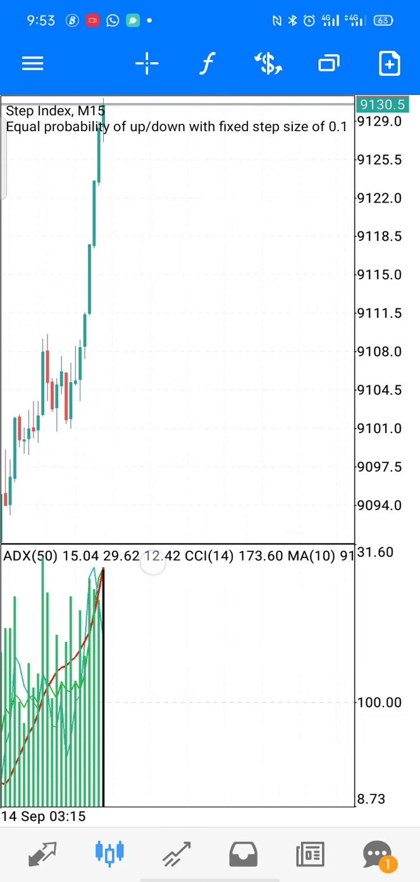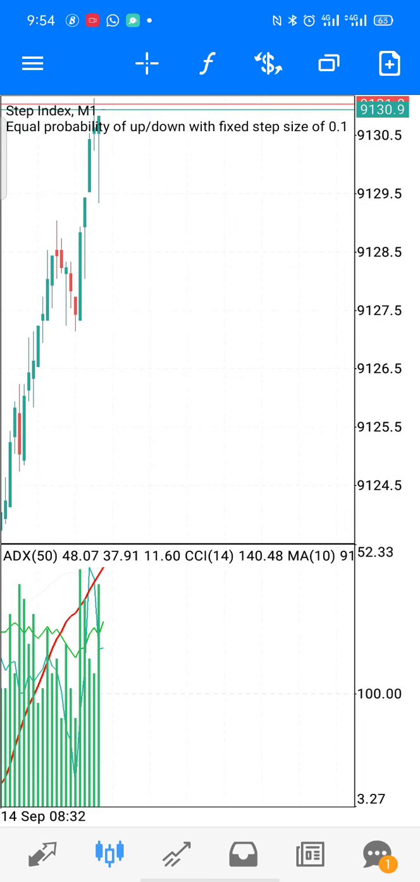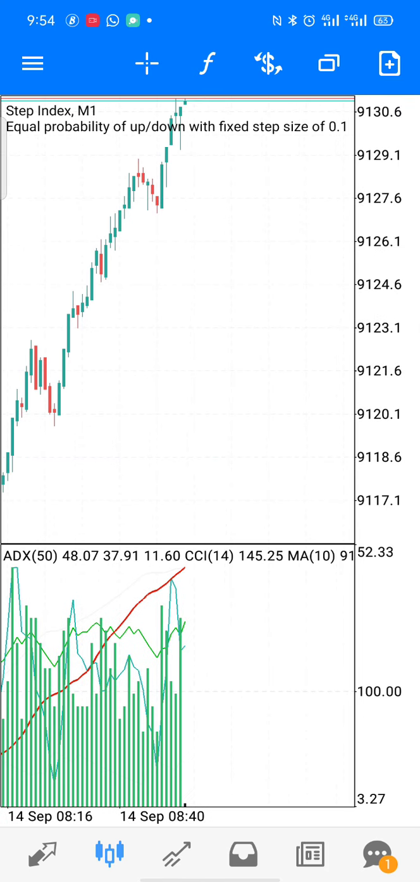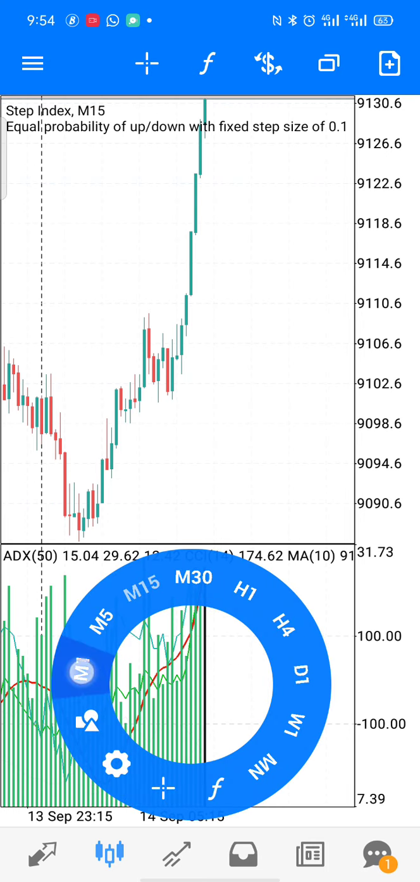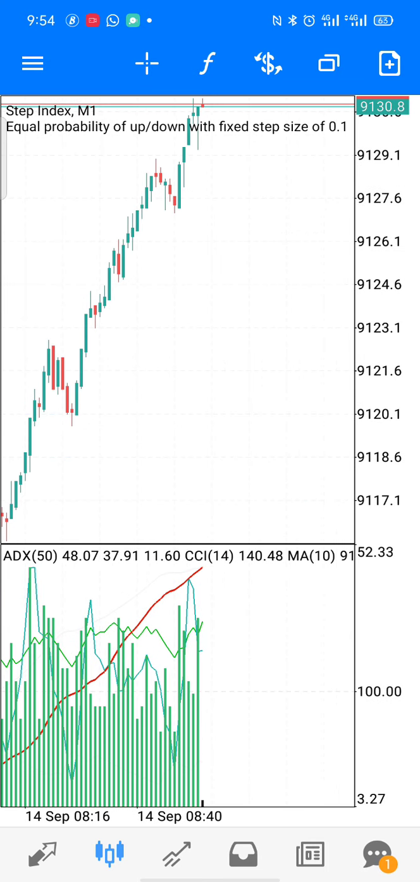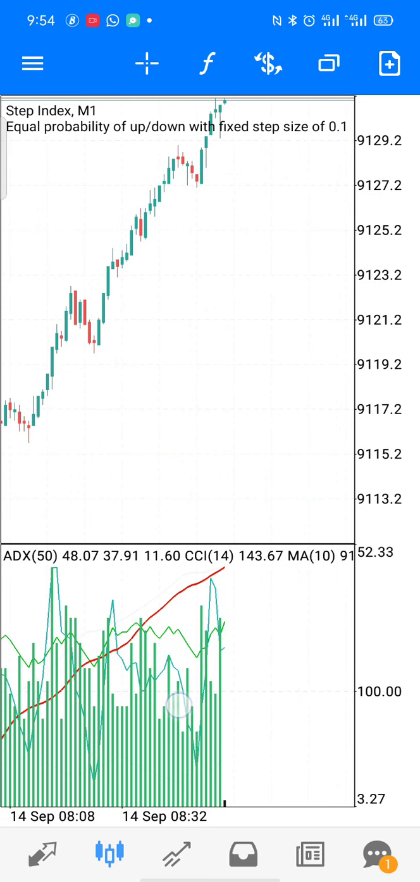Step Index. I like to scalp Step Index, guys. I love Step Index movement, so I actually enjoy scalping Step Index. Just scalp Step Index, take what you want to take, and leave the market. Step Index scalping. It's fun.